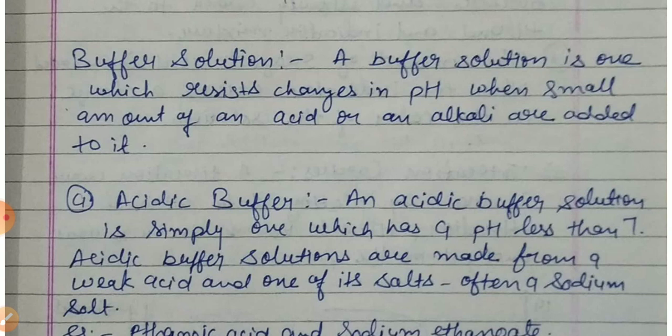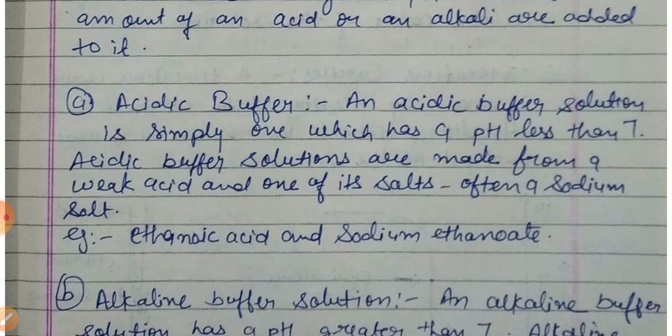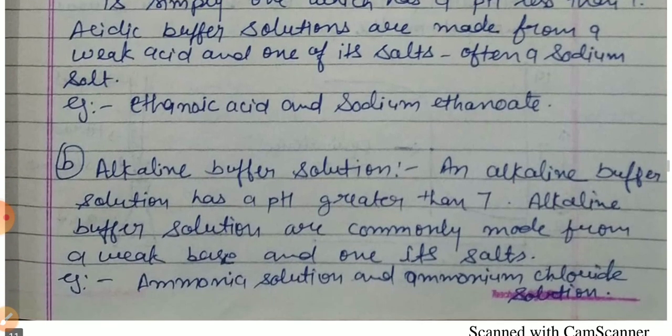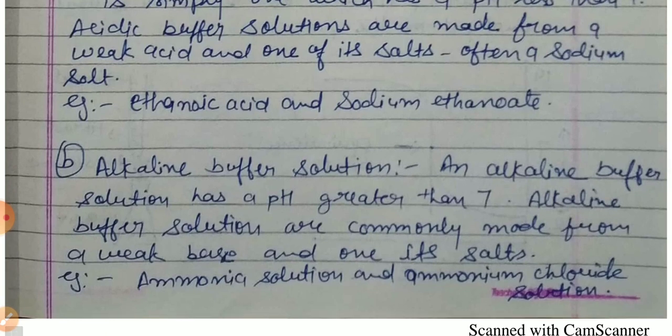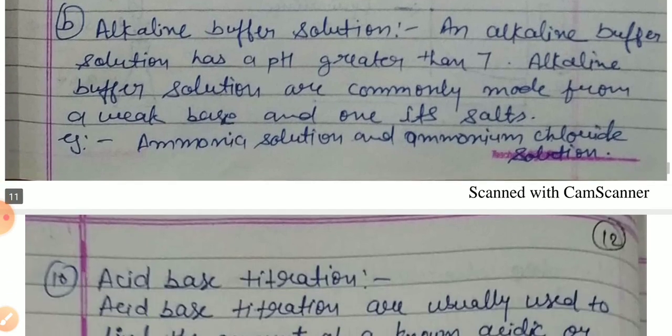So the acidic buffer is made up of one weak acid and one of its salts, for example ethanoic acid and sodium ethanoate. This is the combination of an acidic buffer solution. Second is the alkaline buffer solution. The alkaline buffer solution has a pH greater than 7, because it is alkaline, and alkaline buffer solutions are commonly made up from a weak base and one of its salts, like ammonia solution and ammonium chloride solution. So this is the alkaline buffer solution.